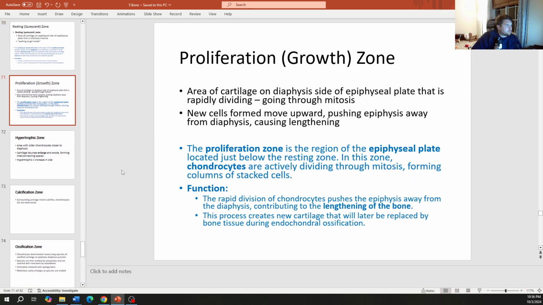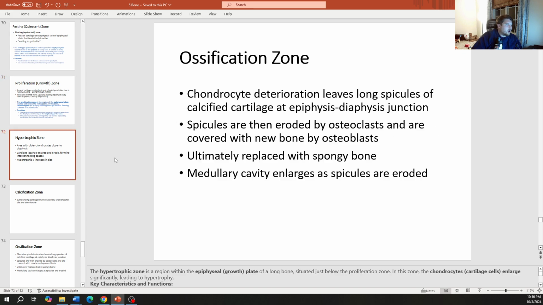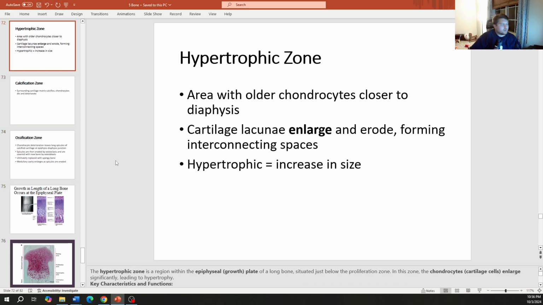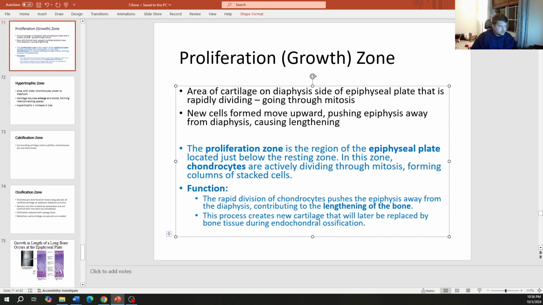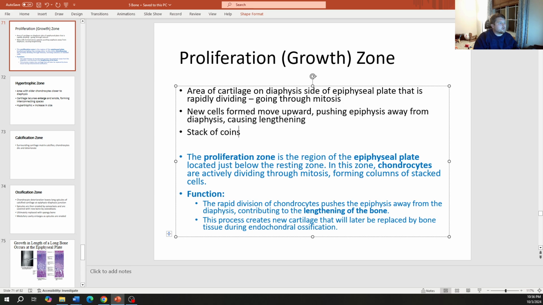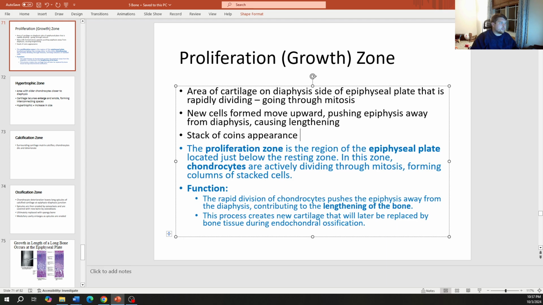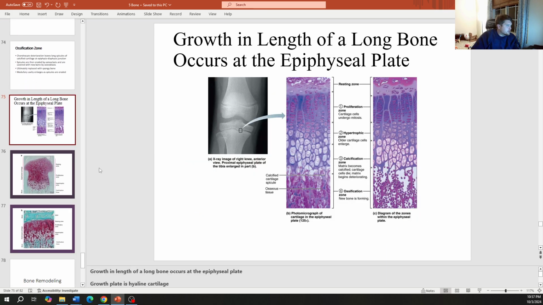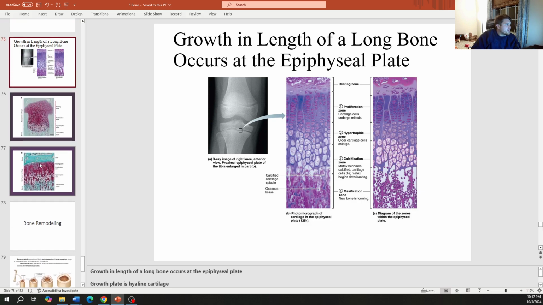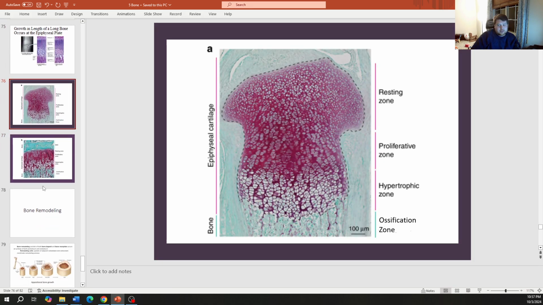I believe it was the proliferation zone, is often referred to as a stack of coins. You can look and see in here, see how the proliferation zone looks like stacks of coins right there. So that is all the development of bone.